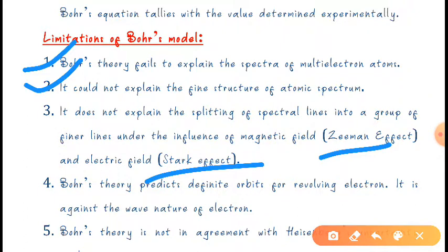Zeeman effect and Stark effect: whenever there are spectral lines, and these spectral lines are under the influence of a magnetic field, they split into fine lines. That effect is called the Zeeman effect. And again, when these spectral lines are influenced by an electric field, at that time also they split into fine lines. That is called the Stark effect. So Bohr could not explain this.